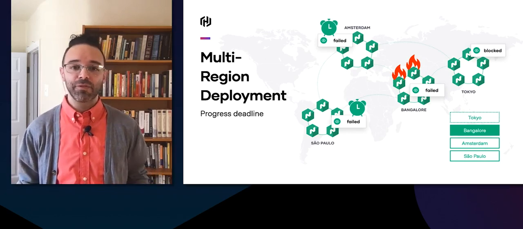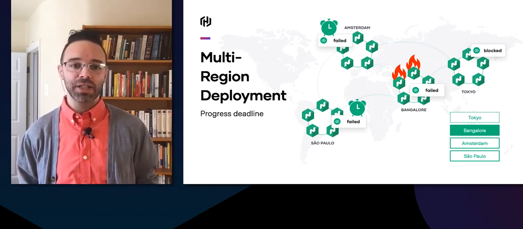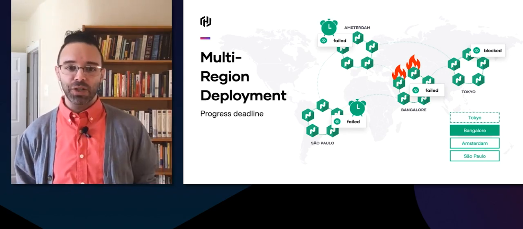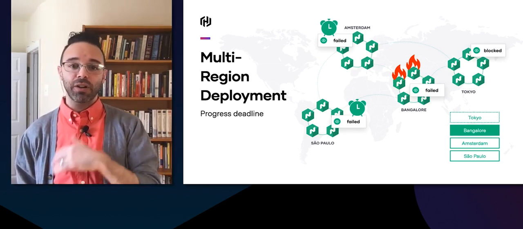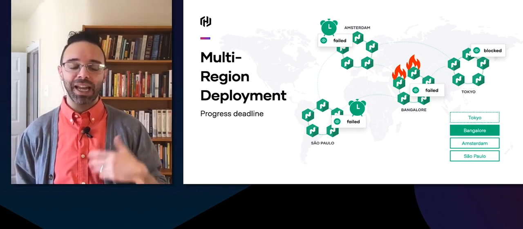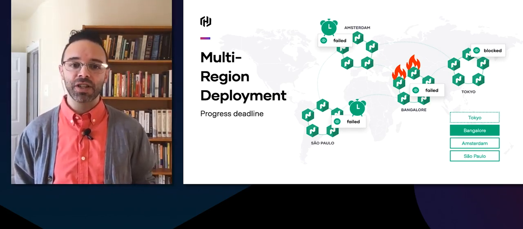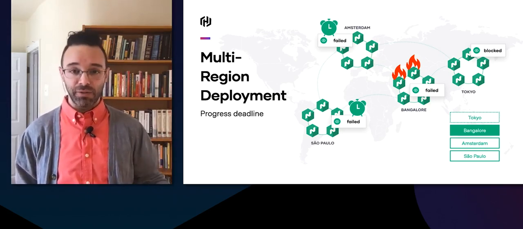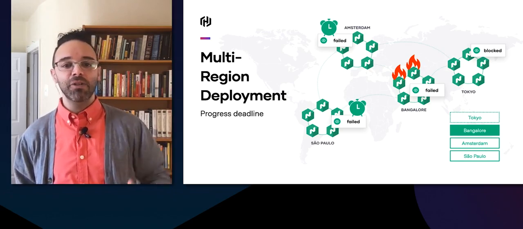Now, what would happen if the failed region couldn't send a deployment fail RPC? If Bangalore were to lose communication, its network was completely cut, or it lost power completely. If it loses communications or can't make RPCs, those other regions will eventually time out, right? Their deployment progress deadline, by default 10 minutes, will expire, and then they'll mark themselves as failed.